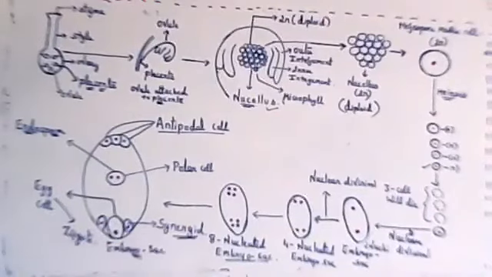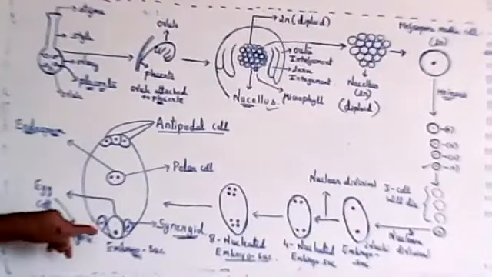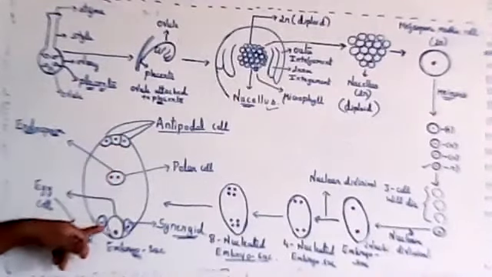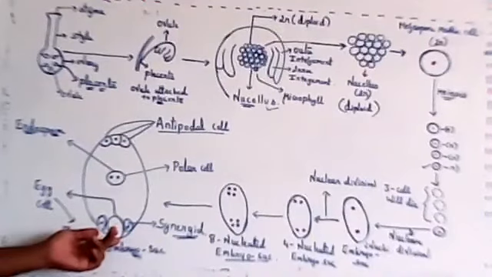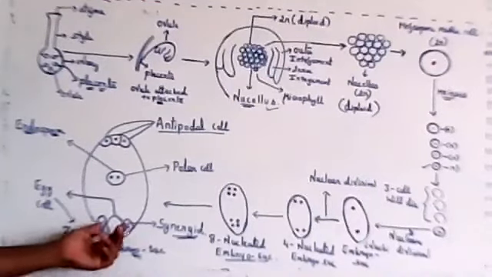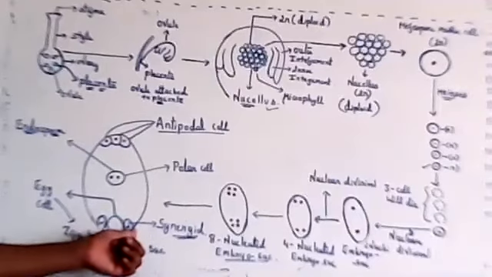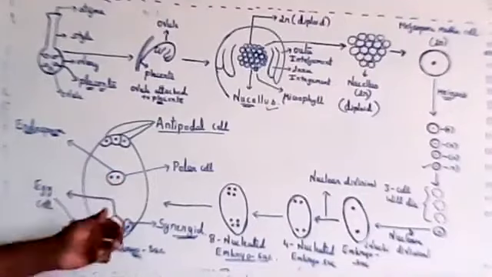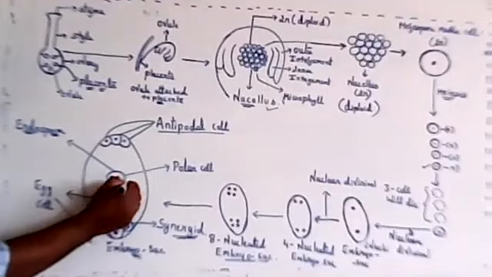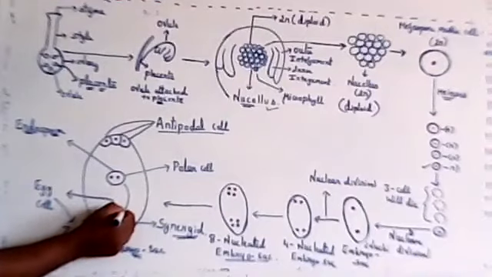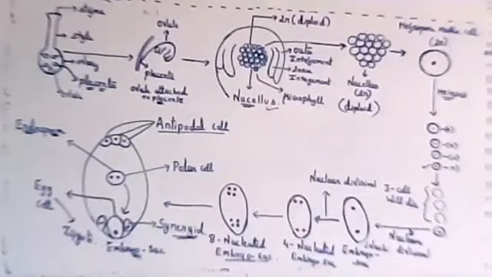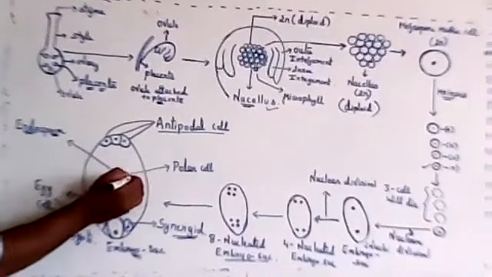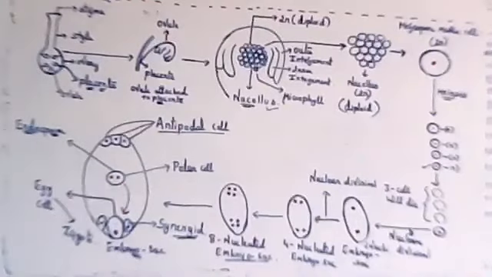As soon as fertilization takes place, the antipodals will die. These 3 cells will die and the synergids will die. The egg will get converted into zygote. These 2 cells present on the side will die. Only the polar cell will survive. It will divide and provide nutrition to the growing zygote, because the developing zygote needs nutrition. That nutrition will be provided by the endosperm. The polar cell will get converted into endosperm after fertilization.